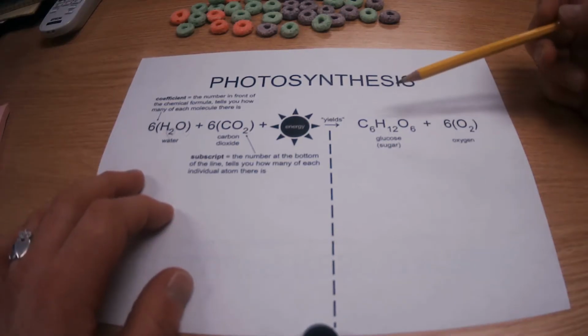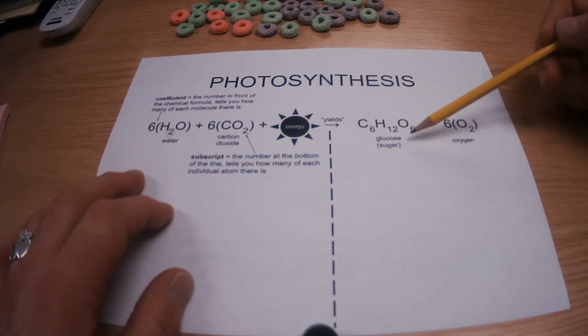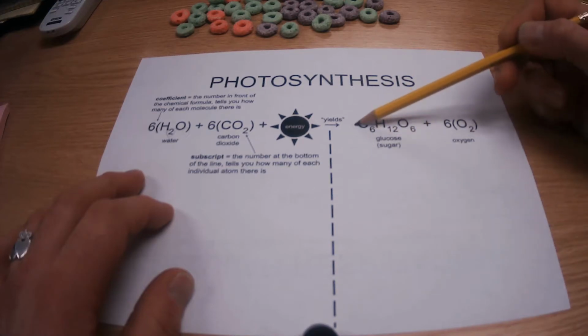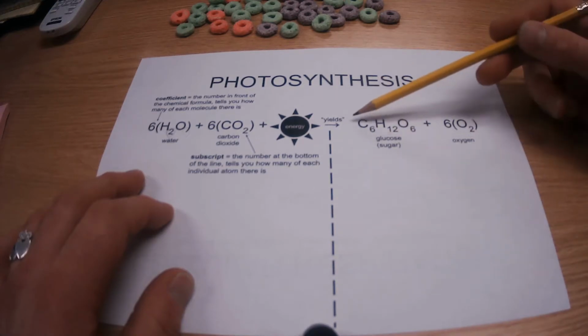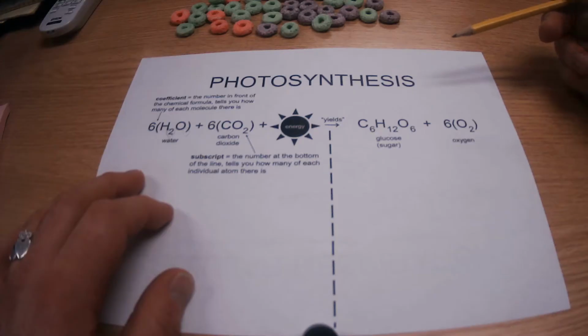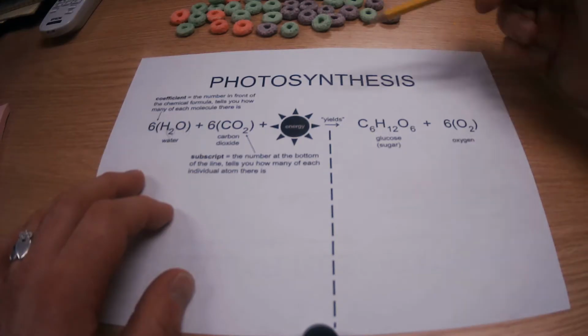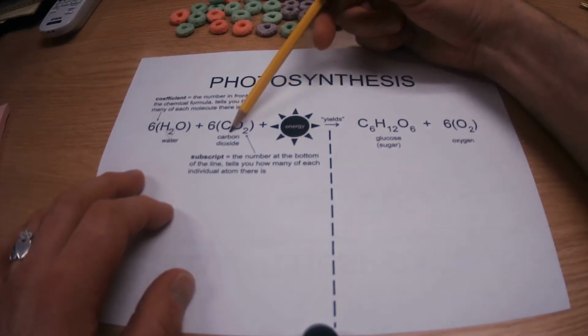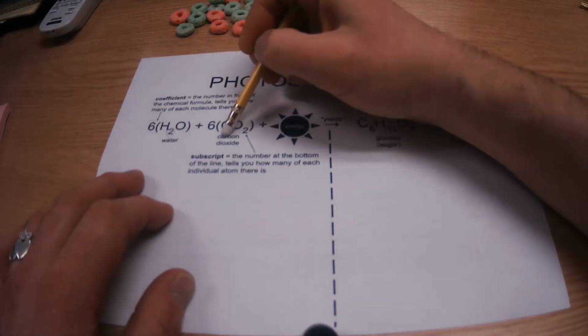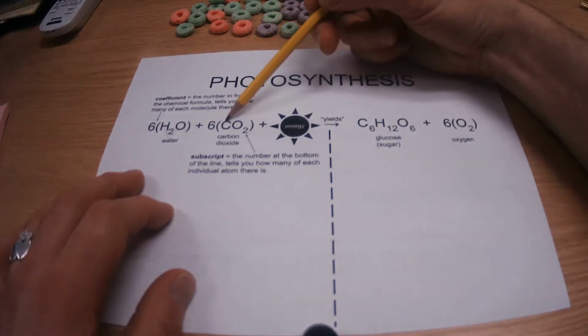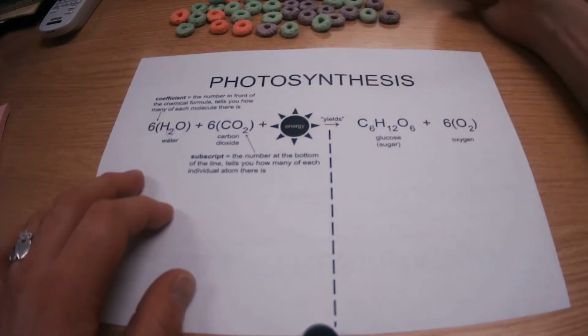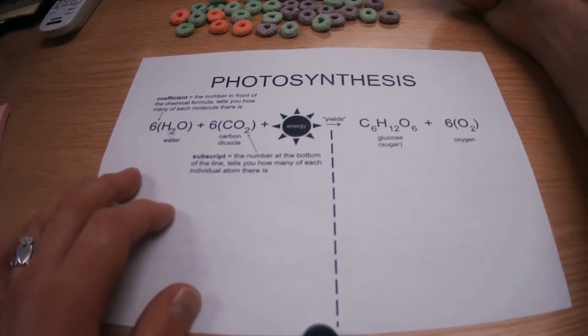And the same thing goes for coefficients. Glucose over here doesn't have a coefficient, so we just assume that it means 1. And we're not going to write it because we don't need to. All right. In carbon dioxide, again, there's no coefficient for carbon, so we assume it's a 1. So it's 1 carbon bonded with 2 oxygen atoms. Do those numbers make sense so far?